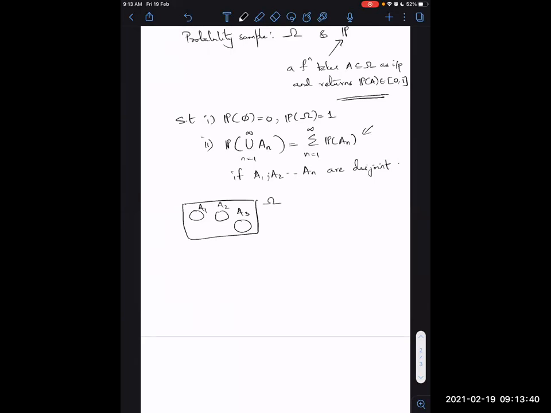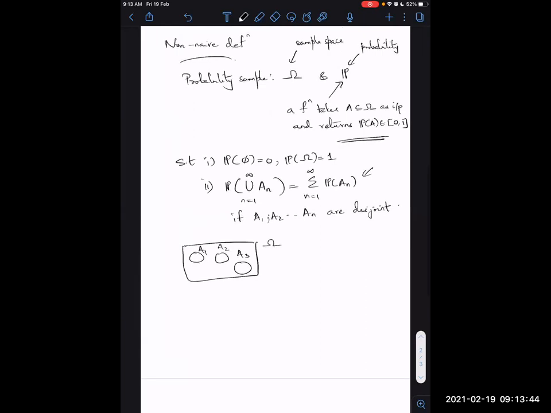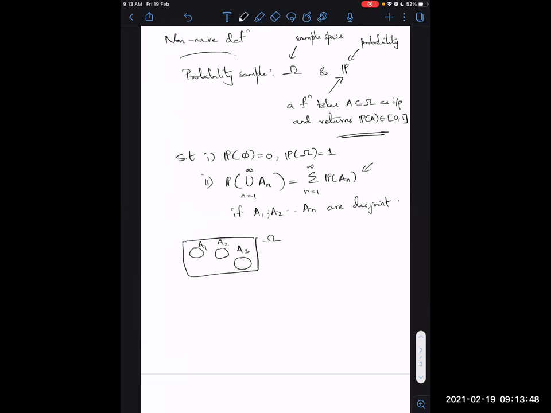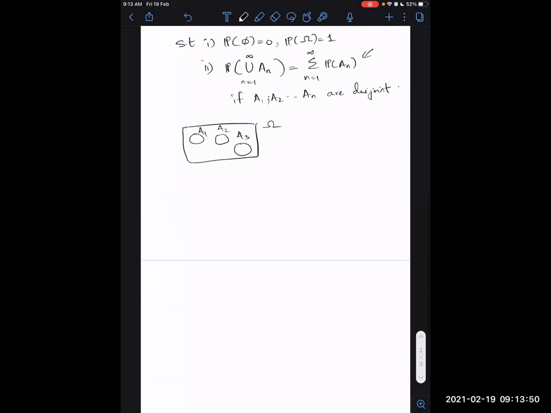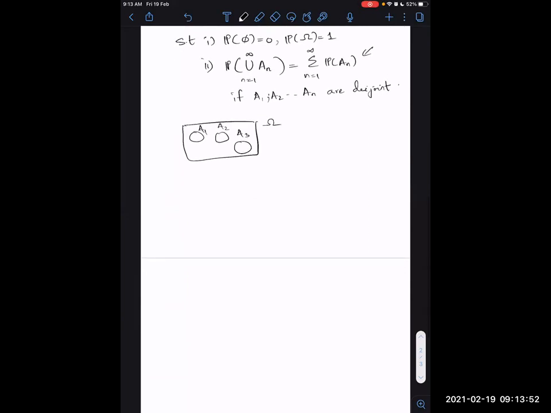And if they intersect, this formula would not hold true. But for P to be a valid probability function, these two properties have to be satisfied. So the next question would be, what do you mean by an infinite union? In the first lecture, we have seen what a union is.